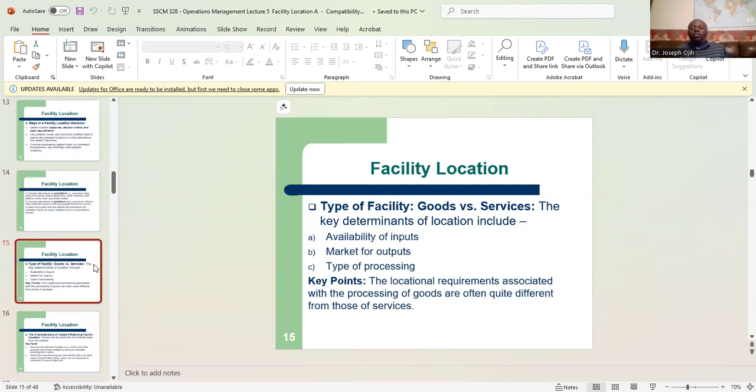Now, we can classify what we have into goods and services, and how the allocation is reversed. Sorry, I put it this way. Goods and services require different processes or things when it comes to the location of the factory or business that provides them. So in this case, the key determinants include the availability of inputs. I've already mentioned something like that when I said, look, here we have materials, market for outputs, and then types of processing.